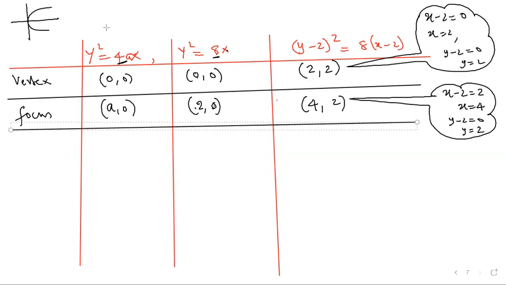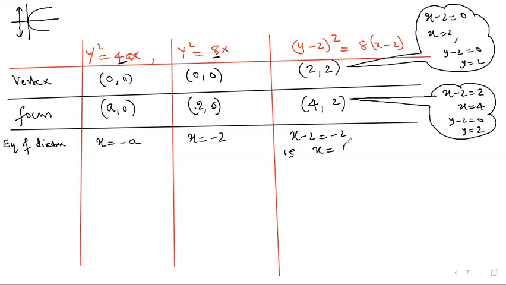Yes, sir. Next, I'm going to teach you the equation of the directrix. Tell me the formula for the equation of the directrix. What is the equation of this directrix? X is equal to minus a. The value of a is 2, so x equal to minus 2. But your x is x minus 2, so x minus 2 is equal to minus 2, that is x equal to 0. So the equation of the directrix is x equal to 0.